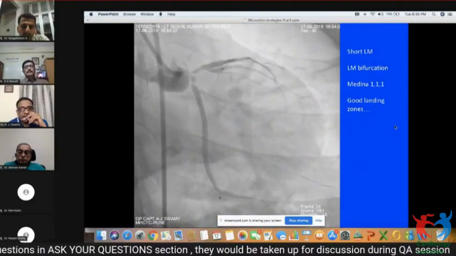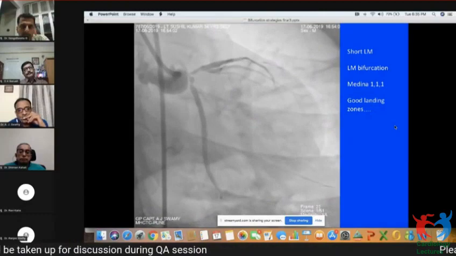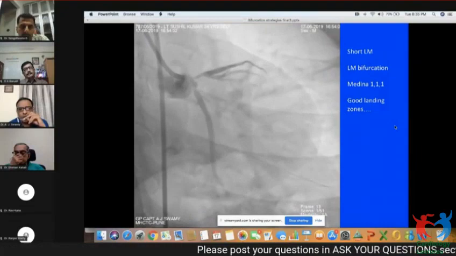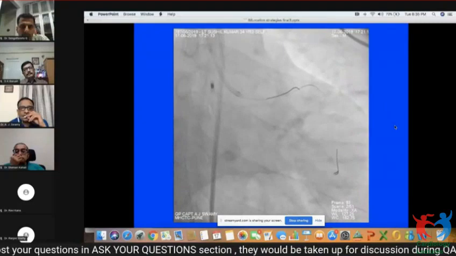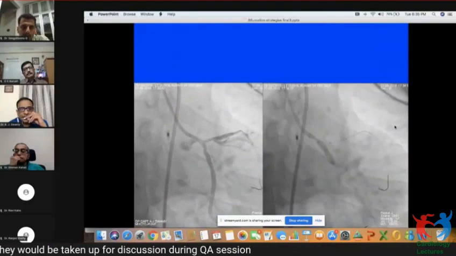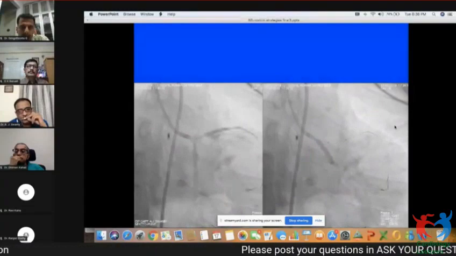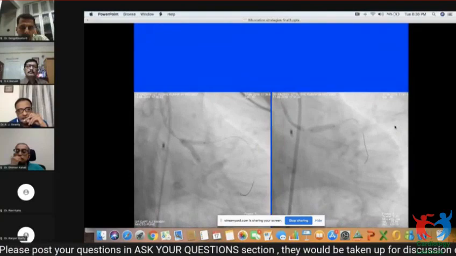He had a dominant and normal right coronary artery. He's got a short left main, but a Medina 1,1,1 with very nice and good landing zones. Since he was hemodynamically a little unstable, we used what we usually have with us, that is the IABP. And after preparing both, this is how we place the side branch stent into the circumflex. We chose the circumflex as a side branch, although it's a little larger. That was crushed.